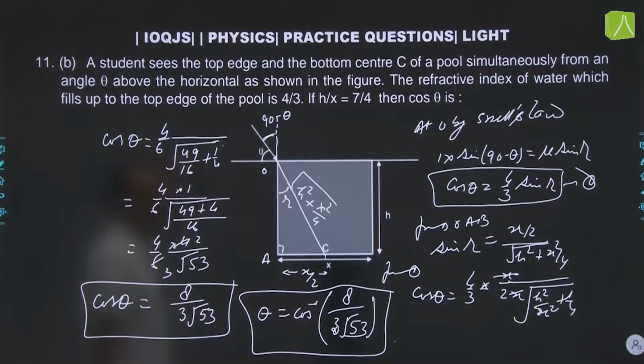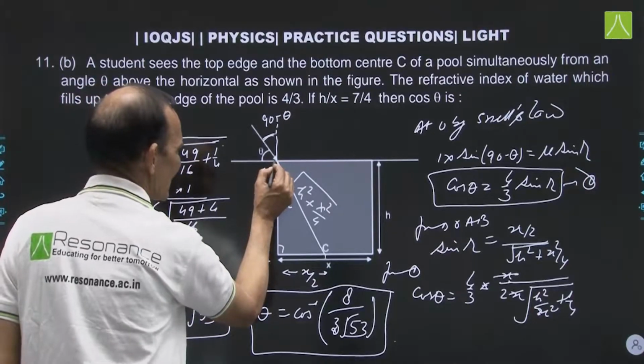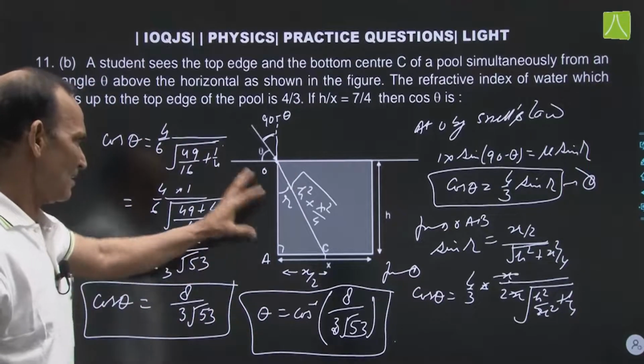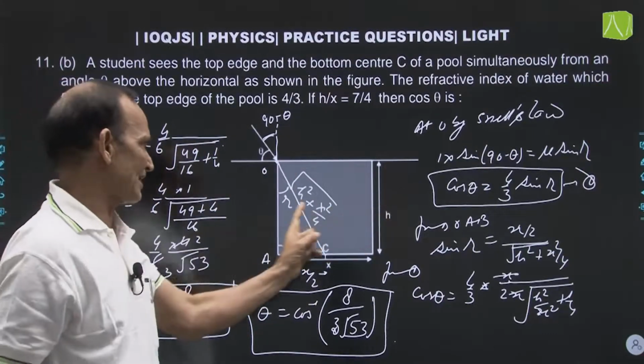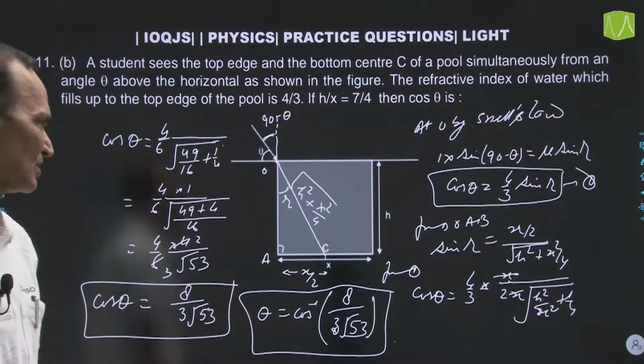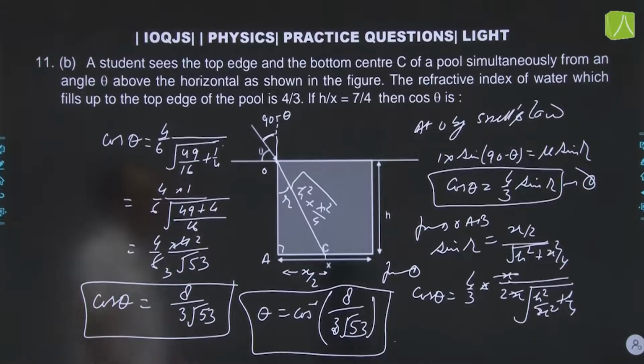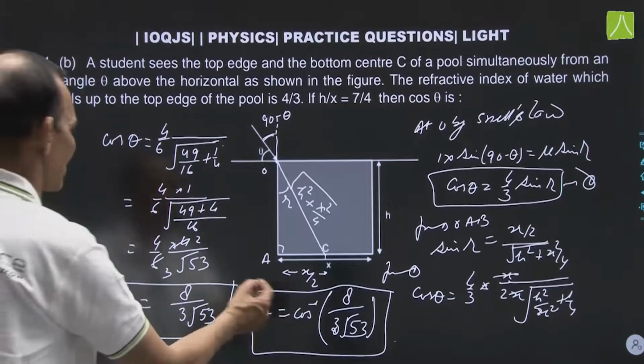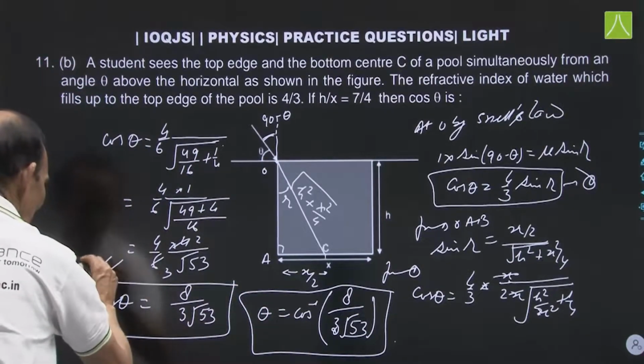Any doubt? We can solve it. Nothing. We have applied Snell's law at this point, and we have to put the value of sin r from this triangle OAC. So this is the correct answer. Theta or cos theta is this one. You have to find the value of cos theta. So this is the answer.